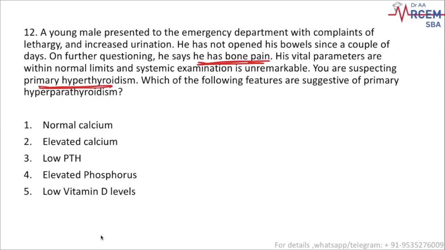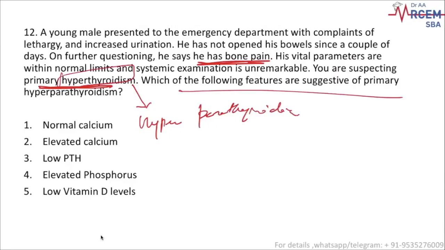You are suspecting primary hyperparathyroidism, not hyperthyroidism. Hyperparathyroidism, what you are suspecting. Which one of the following is suggestive of hyperparathyroidism?